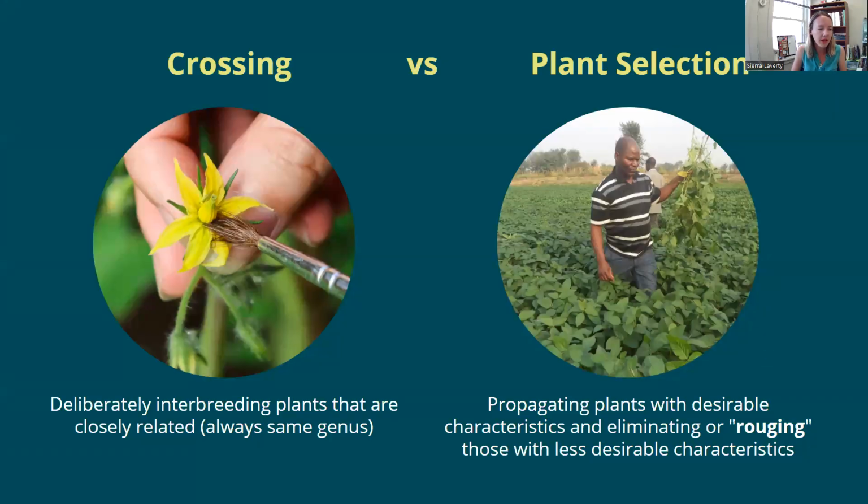So when we're looking at plant breeding, how is this actually done? Well, we have two main terms here: crossing, or interbreeding, and plant selection, which a lot of times we'll hear about as roguing. So crossing is where you're deliberately taking pollen from this plant and making sure it gets to that plant.